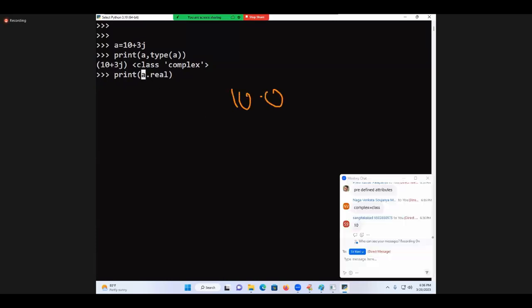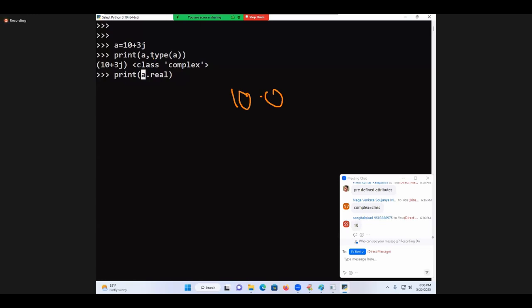So now I am going to take up A is equal to 10 plus 3J. If I write print of A comma type of A, we are getting the complex number. Now I am writing print of A dot real. Real is a predefined attribute of which object? A. What will be coming? 10.0 will come.